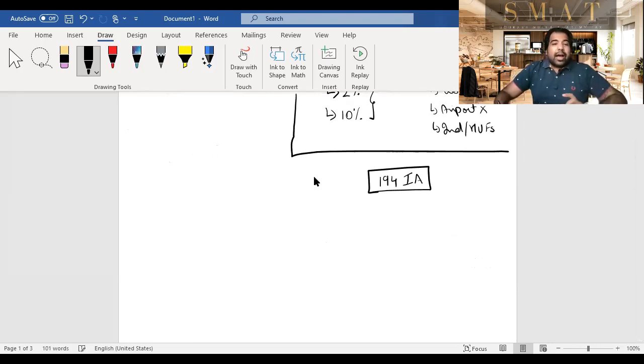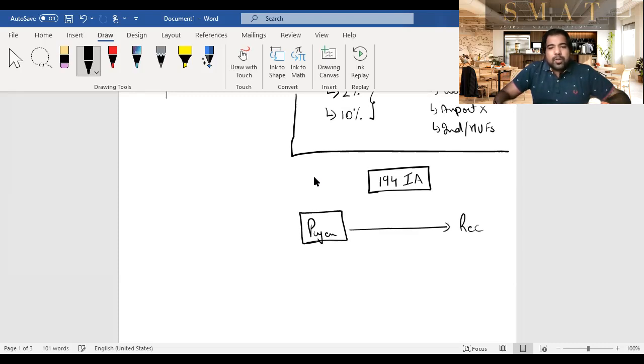So 194IA, that is immovable property acquired. When you acquire an immovable property and you pay. So let's say this cafe, you really liked it. So you went to the owner. The owner said, yes, I will sell it to you. So you can buy it and you can pay me 55 lakh rupees. So again, you're the payer and the person is the receiver, and you are paying 55 lakh rupees for it.